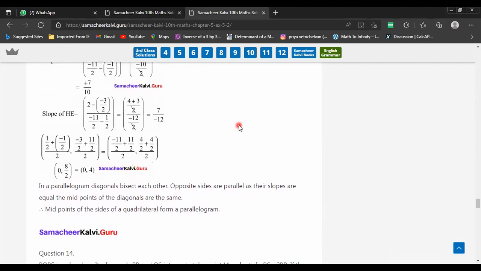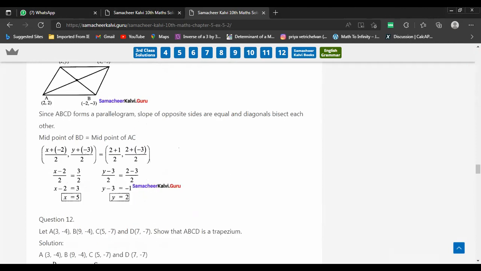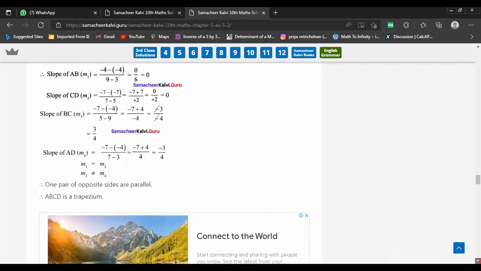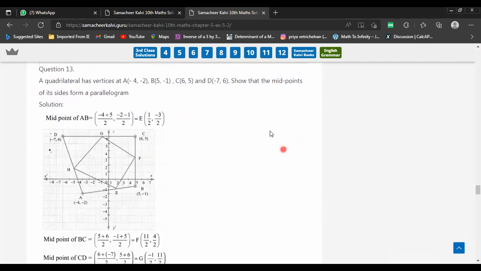And also they are checking the diagonal condition. How will you check the diagonal condition? You will draw the diagonal lines inside. And you need to apply the midpoint formula for GE and HF and check whether their midpoints are equal or not.